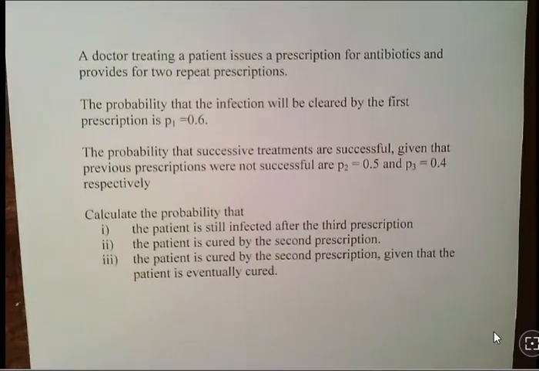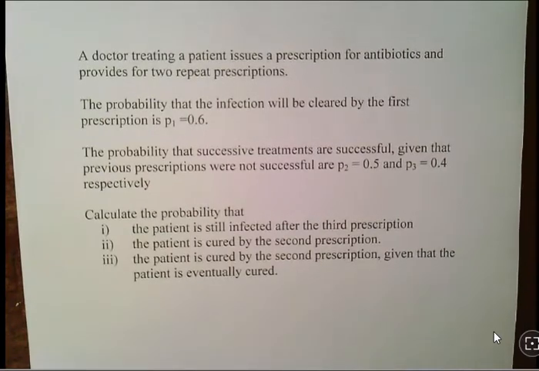Okay, in this question, a doctor treating a patient issues a prescription for antibiotics and provides for 2 repeat prescriptions. The probability that the infection will be cleared by the first prescription is 0.6. The probability that the successive treatments are successful, given that the previous prescriptions were not successful, are P2 equals 0.5 and P3 equals 0.4 respectively.